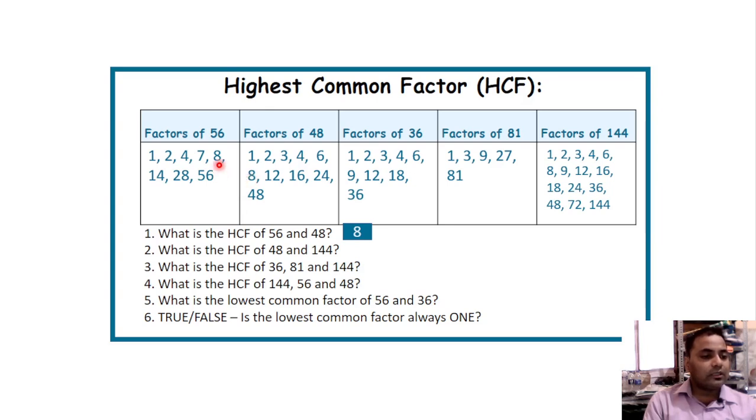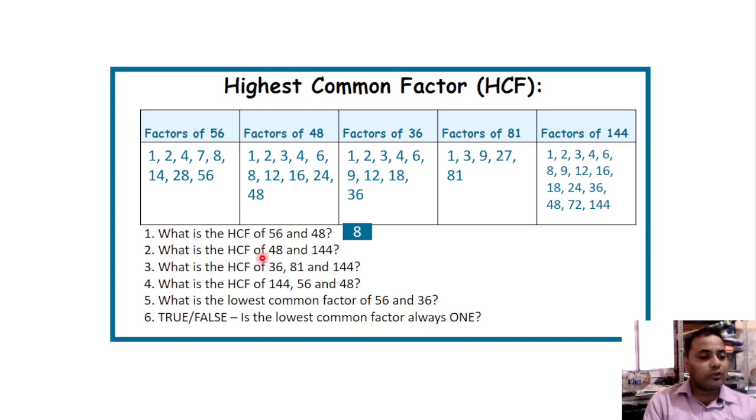so 8 is the common factor which is highest in the given two numbers 56 and 48. So here 48 and 56 have the common factor which is highest, that is 8. So the highest common factor of 56 and 48 is 8.